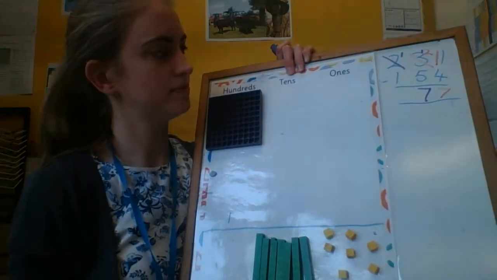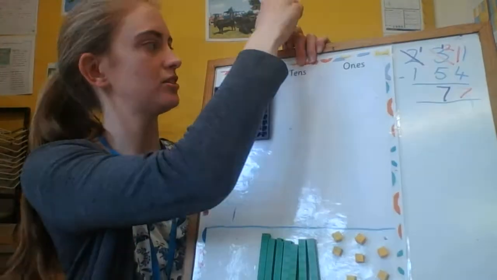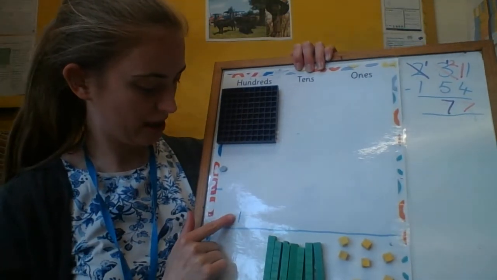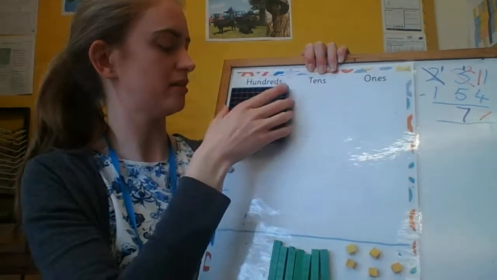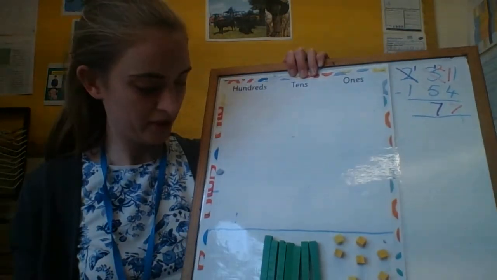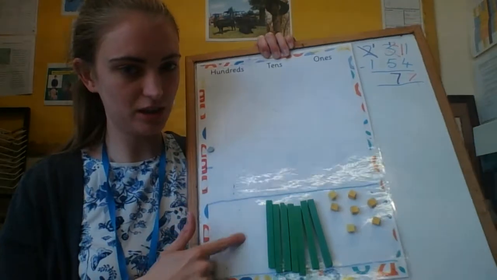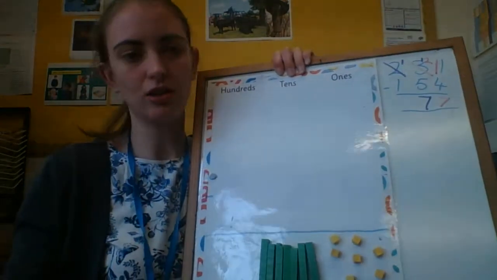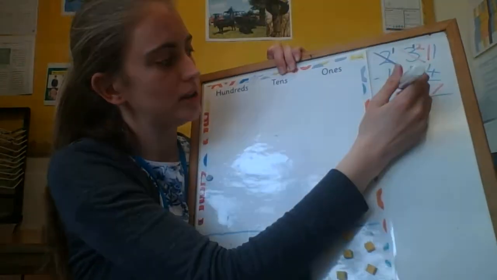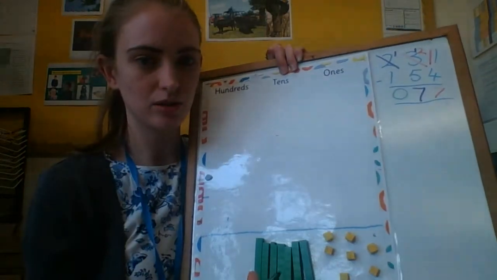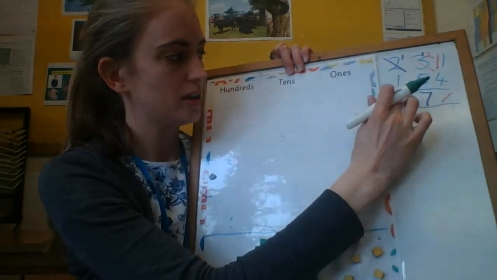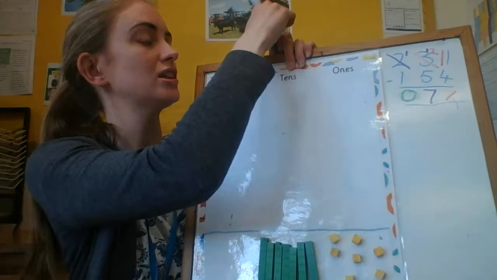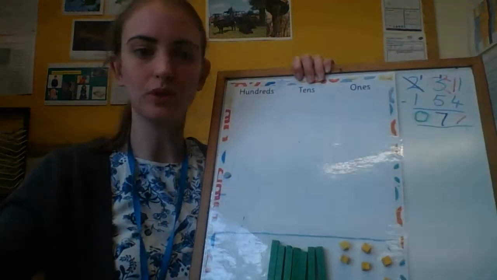Tens. Excellent. So now I need to complete the hundreds column. 100, take away 100. I can do that. I've got nothing left, nothing to move into that box. Because it's the last column, do I need to write that 0 in? No. It says 77. It still says 77. So I don't need to put that 0 in if I don't want to.